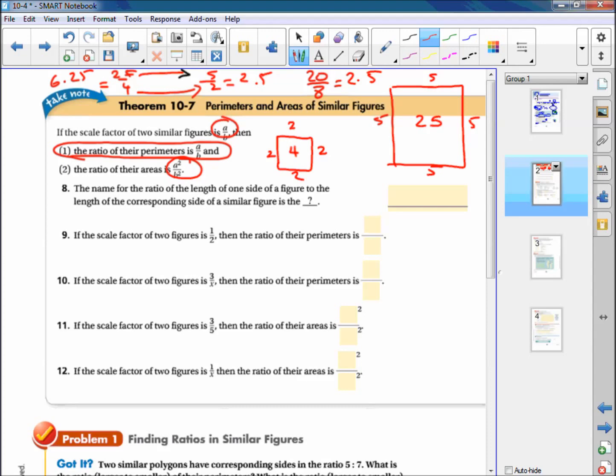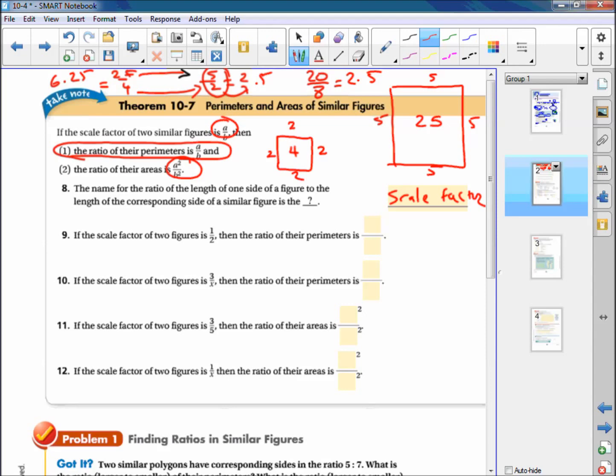So it's going to be important as we go on. When we start to study volume, we'll find out that the volumes are in the ratio of a cubed to b cubed for two similar shapes that are volumes, okay? So the name of the ratio of the length of one side of the figure to the length of the corresponding side of the figure is the scale factor. That's this one. One side to the other corresponding side gives me a scale factor of 2.5. The big square is 2.5 times bigger than the small square.